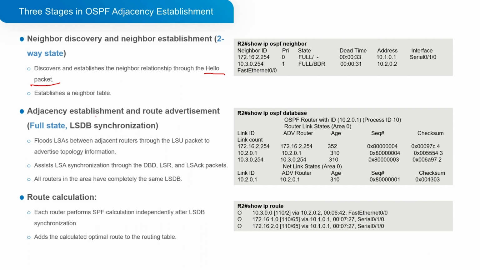And next, the second neighbor relationship is the adjacency. For the adjacency, we have to exchange the detailed RSA information, and we use the DBD, LSR, LSU, and LSAck packets to send the RSA information between each other. During this process, we use these four packets to exchange the RSA information. So after this, all routers in the area have completely the same LSDB information. So this is the second neighbor relationship, the adjacency.